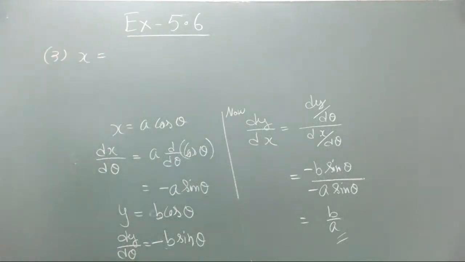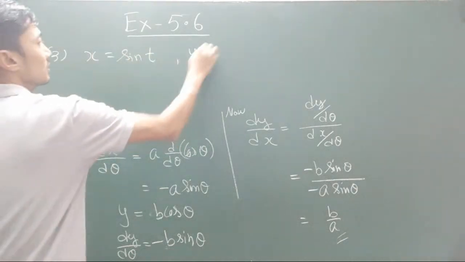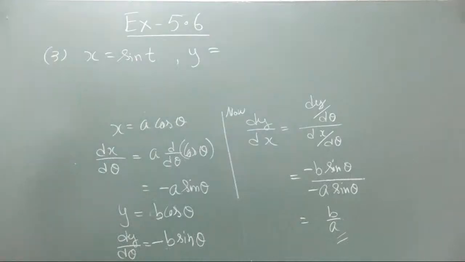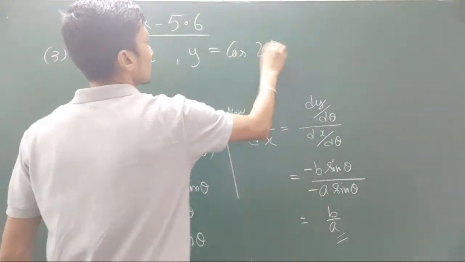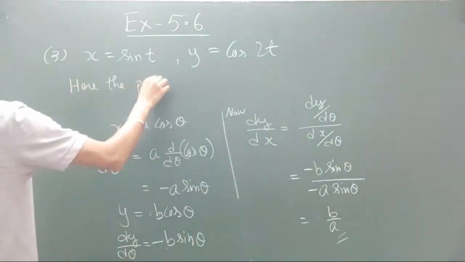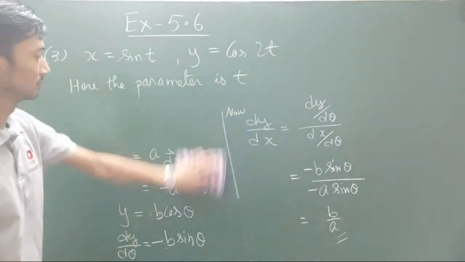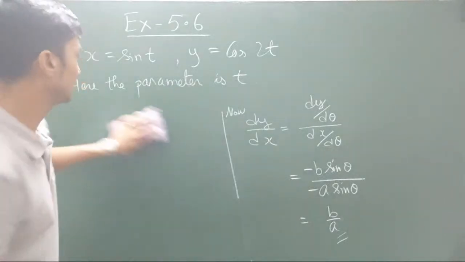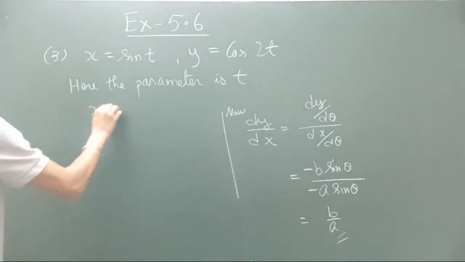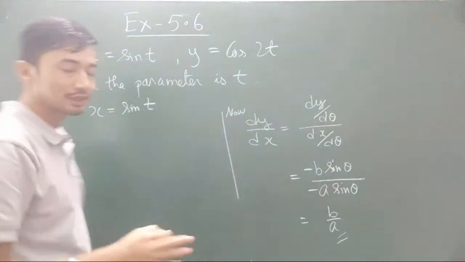The next question, I'm not going to write down the question directly. You will anyway. Let me just write down what's there in the question: x equal to sin t, y equal to cos 2t. So here the parameter is t. Now we will differentiate both sides. I'm not going to write down that part. That part, if you wish, you can write down, okay? Like differentiating both sides with respect to t.